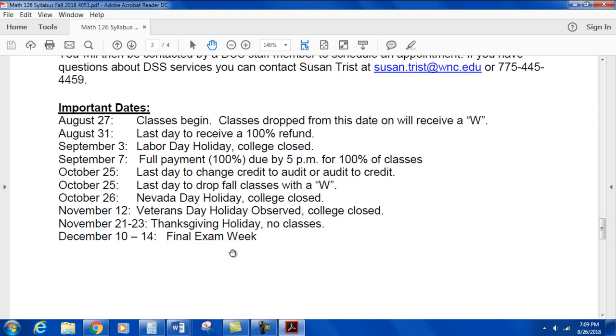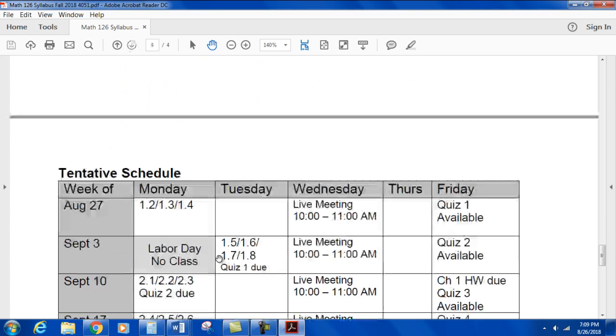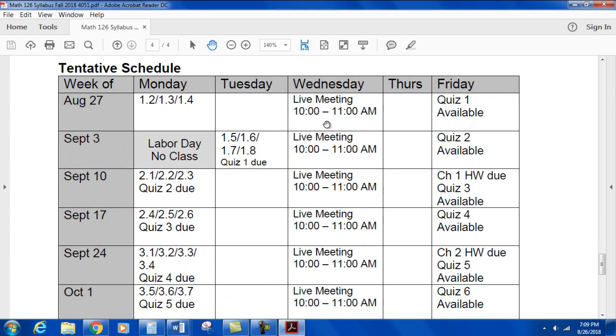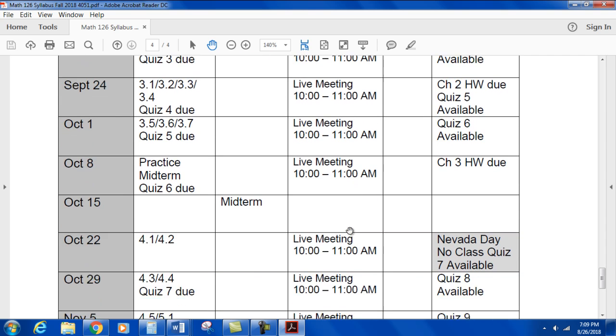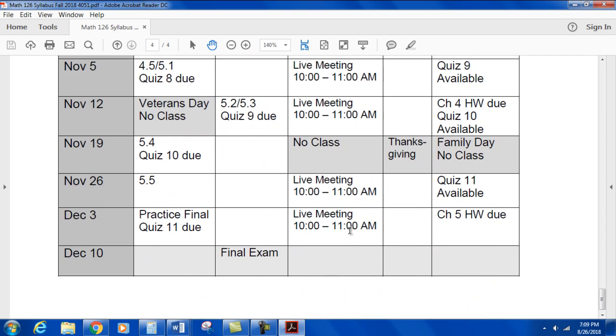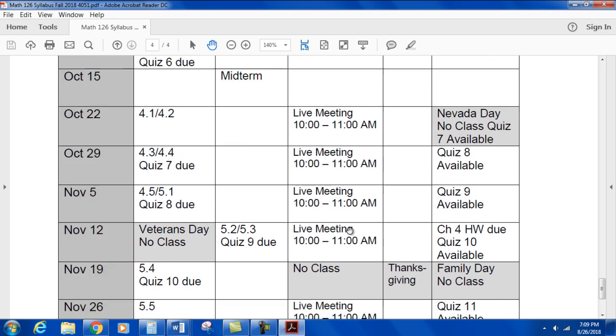Here's a list of important dates. I would double check the dates if you think you're going to have an issue with payment or with dropping a class. Here's our tentative schedule. Again, things might change with this. I put this together to give us an idea. If something changes, we'll talk about it. I'll probably put it in the announcements. So that's our plan for the semester.